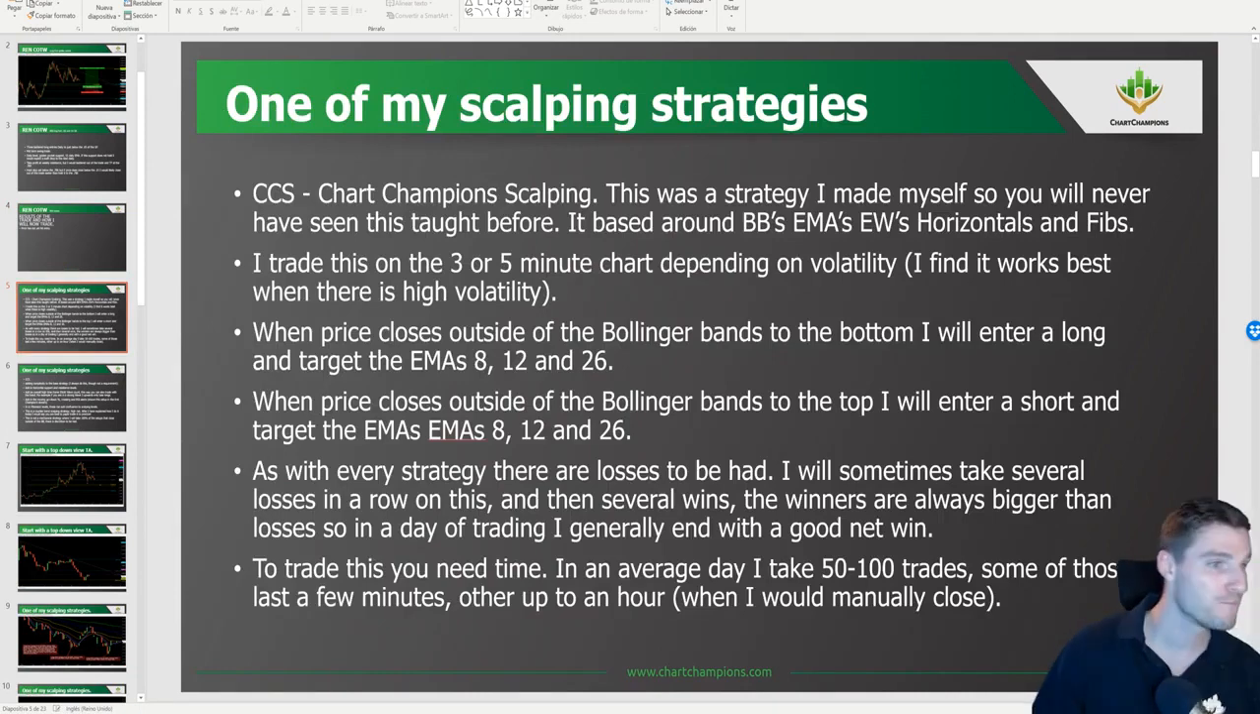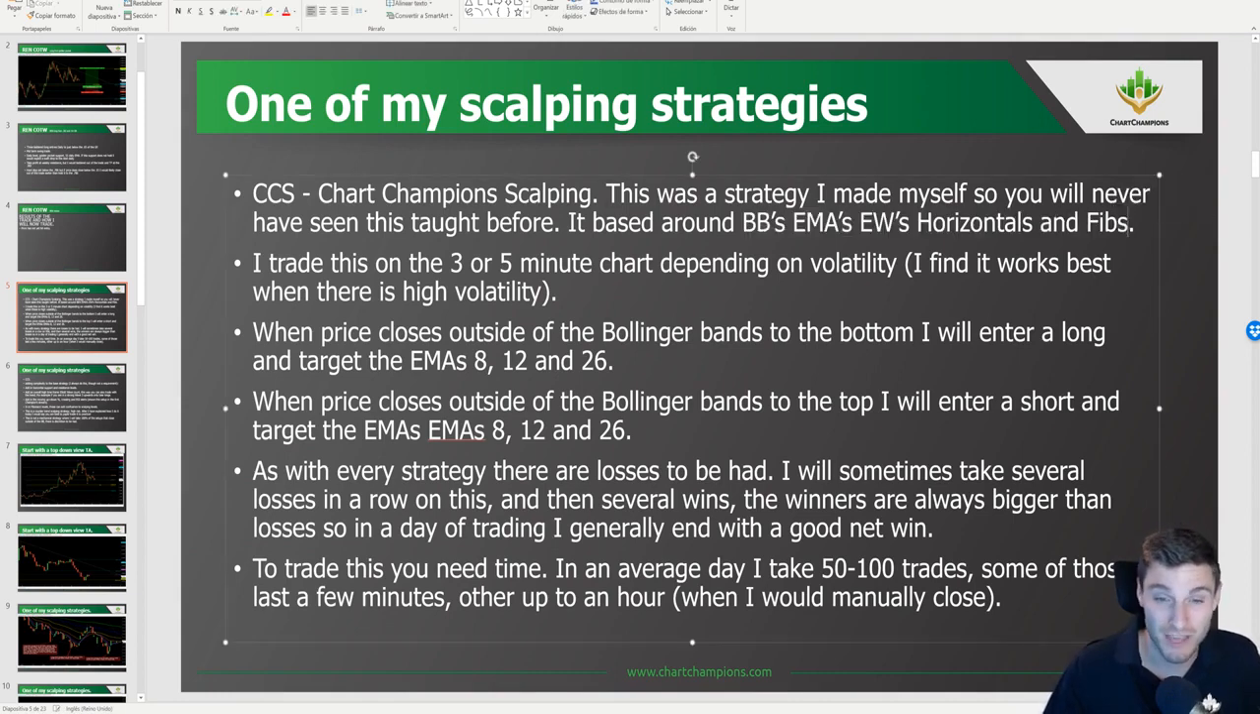So my scalping strategy. I felt like I had to put a name to it, so I've called it the CCS, which stands for Chart Champion Scalping. This was a strategy that I made myself, so you'll probably never have seen this taught before. It's based around Bollinger Bands, exponential moving average, Elliott Waves, horizontals, and fibs. Obviously, I didn't come up with the concepts of these things, but forging them together in the way that I have, I think it's really unique.